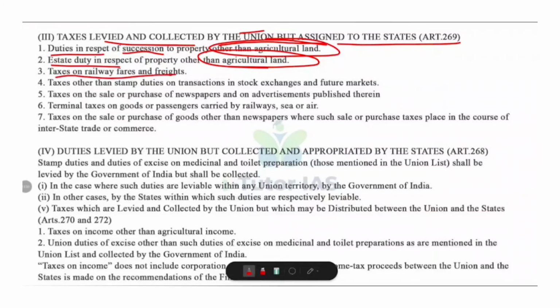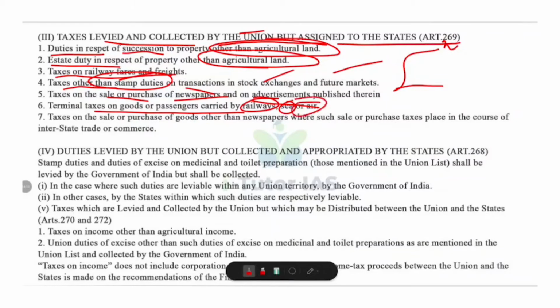Then taxes on railway fares and freights, and this includes passenger fares, goods transported by rail and so on. Then taxes other than stamp duties on transactions in stock exchanges, futures markets, etc. So the Centre levies them, the state gets the revenue. Then taxes on sale or purchase of newspapers and advertisements in newspapers. There are two components here: newspaper sales and also ads published in newspapers. Then terminal taxes on goods or passengers carried by railways, sea or air. So, standard terminal taxes before the GST era.